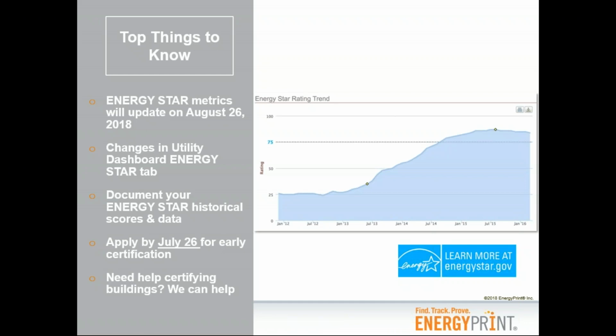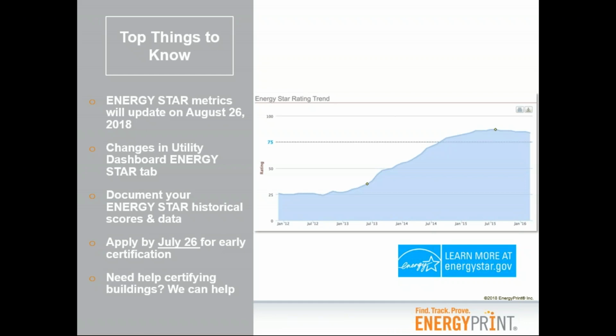If you do submit your application after July 26th or after August 26th, your certification will be reflected with your new score. And so if your building goes from a 75 to a 73, you'll no longer be eligible to have certification until you reach a new level of 75 using the new scores.